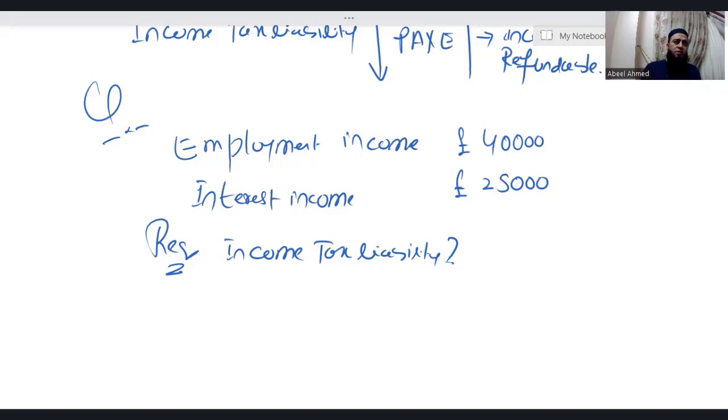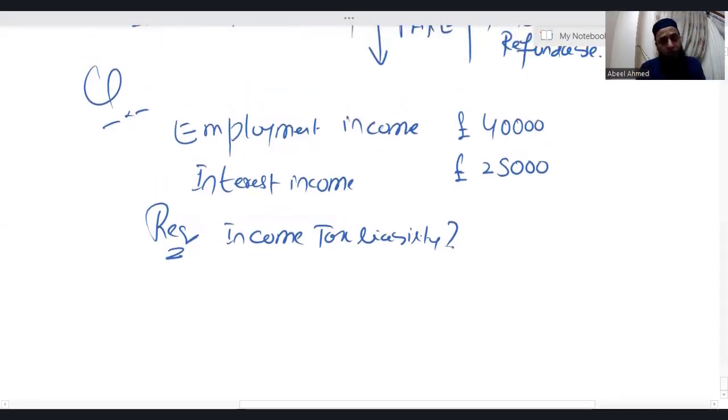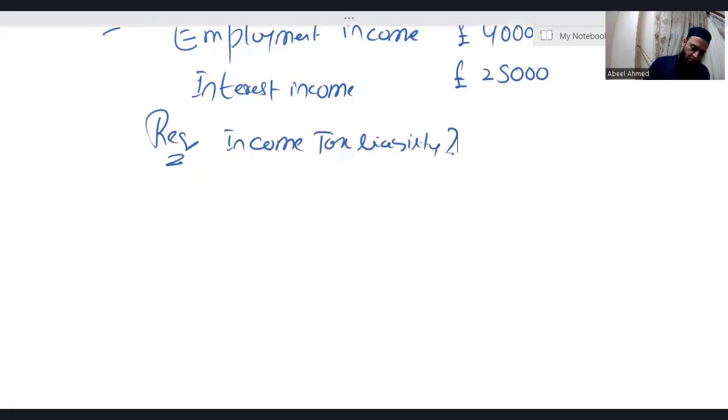In the previous class, I gave you this homework, and I strongly believe many of you should have attempted this question. Let's see who has the correct answer. In this question, we have employment income and interest income. We know that interest income is the saving income, okay? So let's calculate income tax liability.